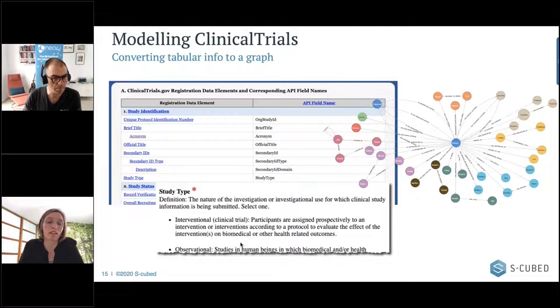So I tried to model this graph, or this trial, as best as I could from the knowledge that I have. First I did a lot of properties, but then putting it into the ecosystem of the COVID graph, we realized that we had to have some more nodes so we could connect to different nodes.